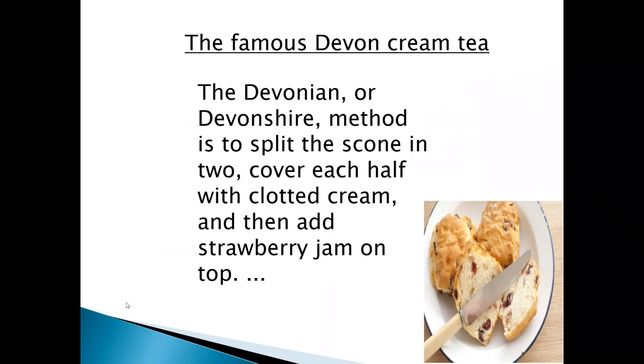Okay, right. So the big thing to remember here is to do it the proper way. Okay, and this is serious business now. The Devon way is cream first and jam second. Okay, the Cornwall way is jam then cream. Do not be confused with the Cornwall way. Okay, it's all about the cream first. That's really important that you all understand that.